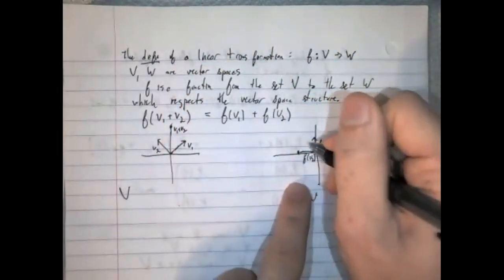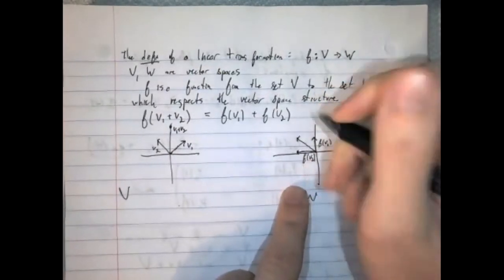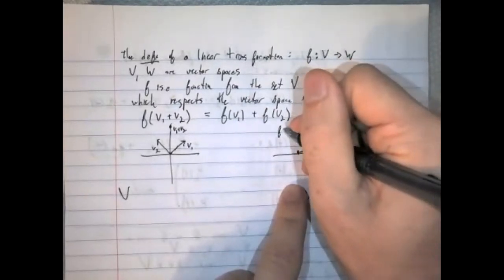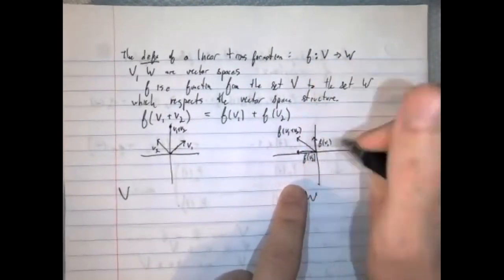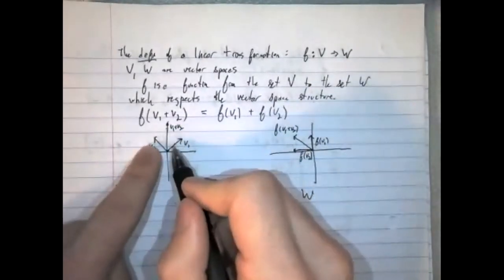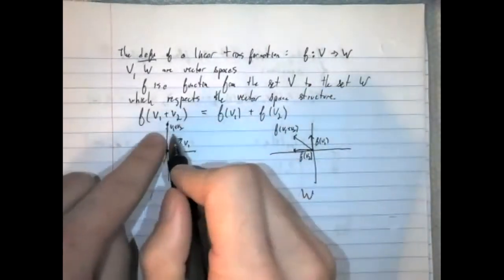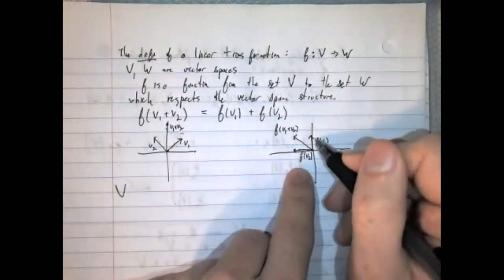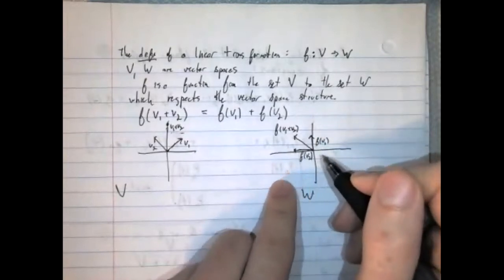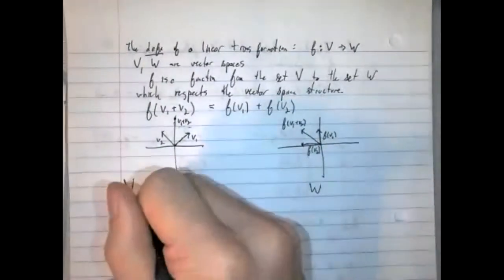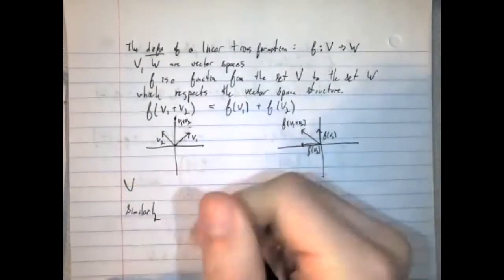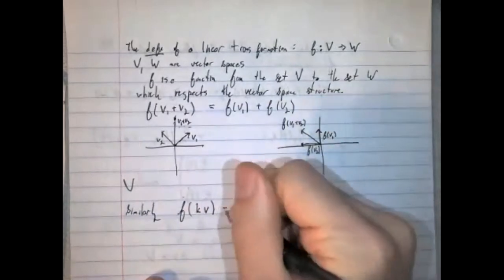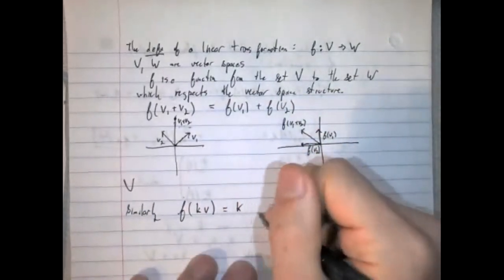And here, what I'm saying is that f of v1 plus v2 must be over here. Namely, this is the vector that I got by adding these two vectors. The function has to send this vector to the sum of f of v1 and f of v2. And similarly, f of kv has to be equal to k times f of v.